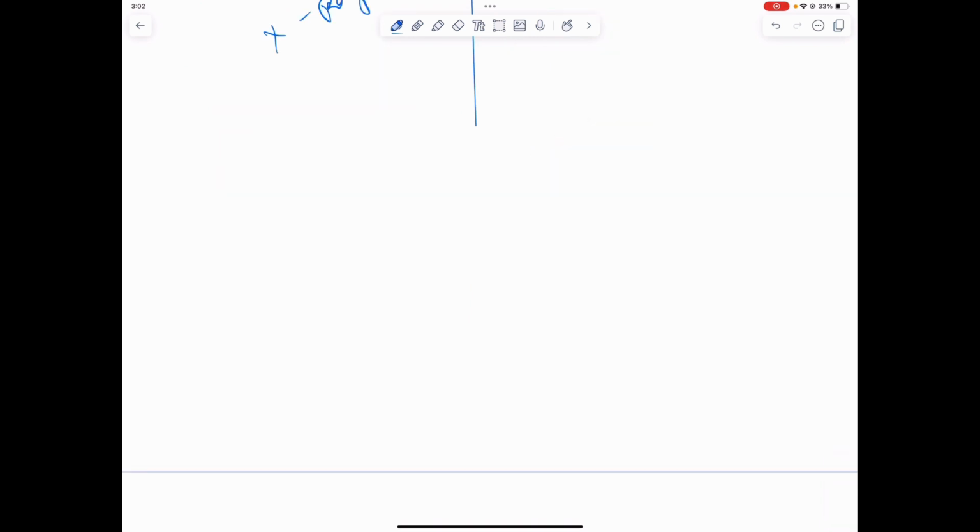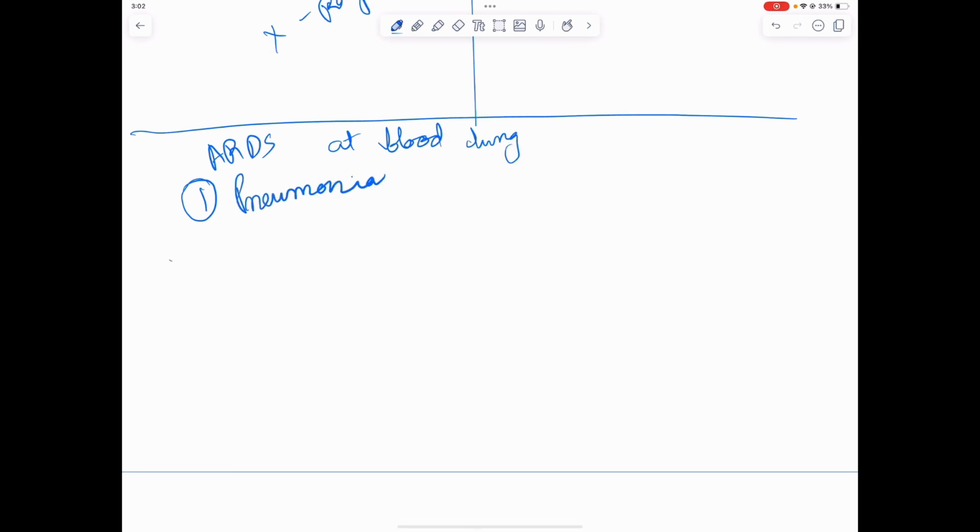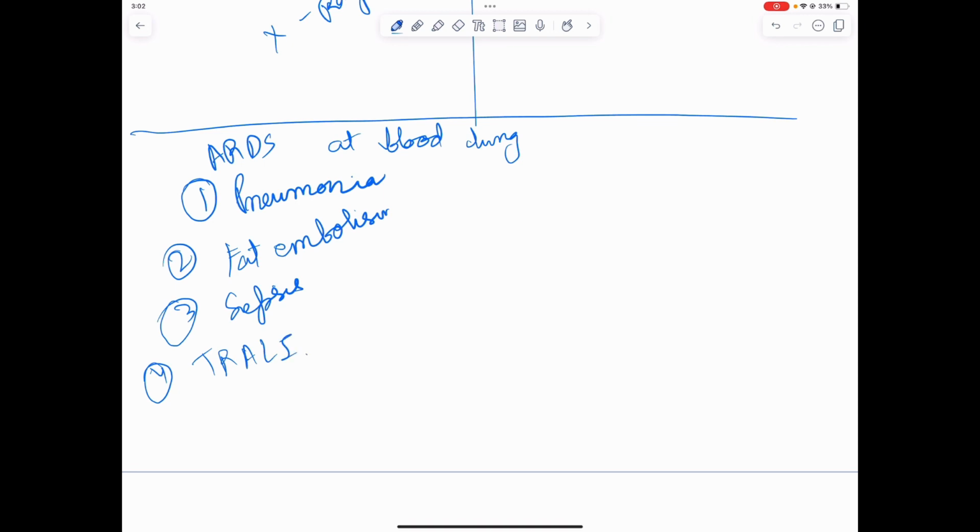Now a question was asked: which of the following does not lead to ARDS at the blood-lung interface? Pneumonia, fat embolism, sepsis, and TRALI. In which will you see blood-lung interface involvement? In pneumonia there will be no involvement. In fat embolism and sepsis, the blood-lung interface would be involved.